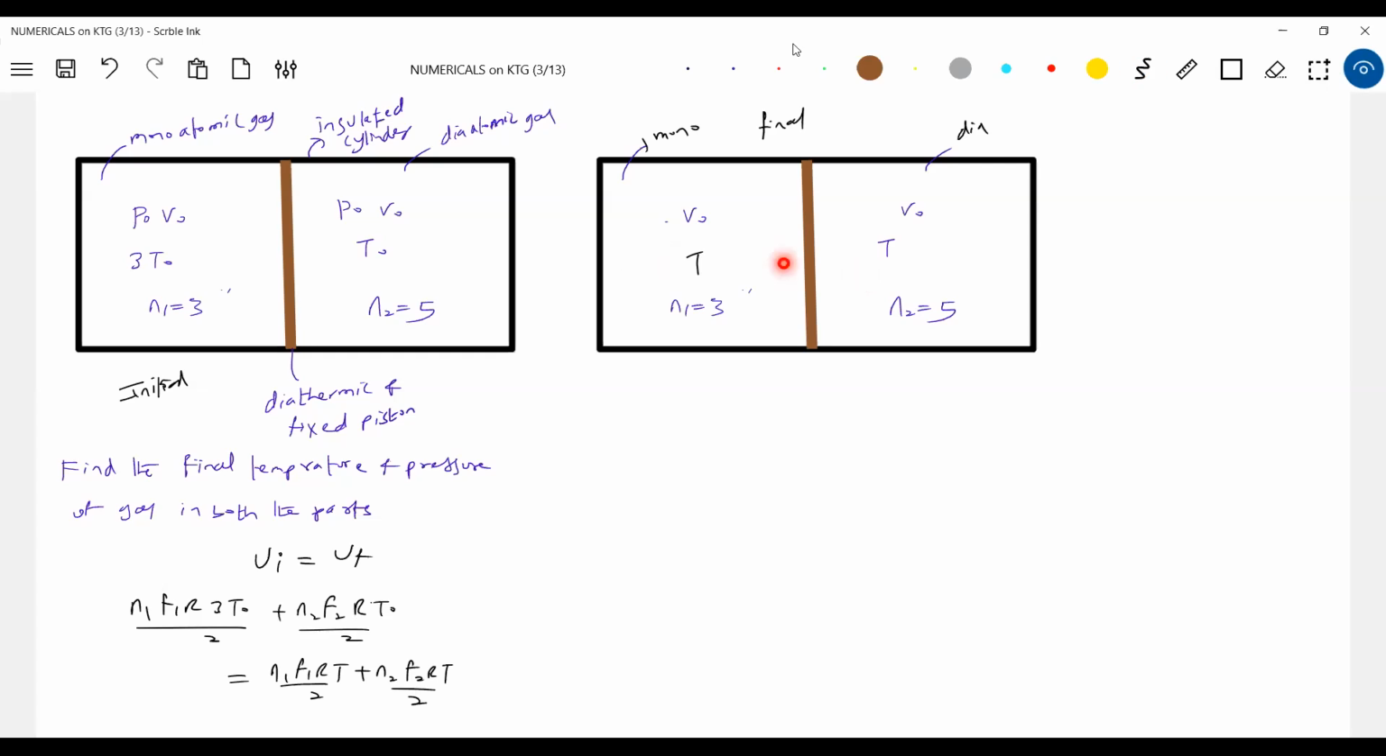Will any gas flow? No, only the heat can flow. It will flow through the piston, from one chamber to another, because the piston will not permit the gas to flow. Am I right? Okay, so let's solve for T. T is equal to 3 N1 F1 T naught plus N2 F2 T naught, divided by N1 F1 plus N2 F2.